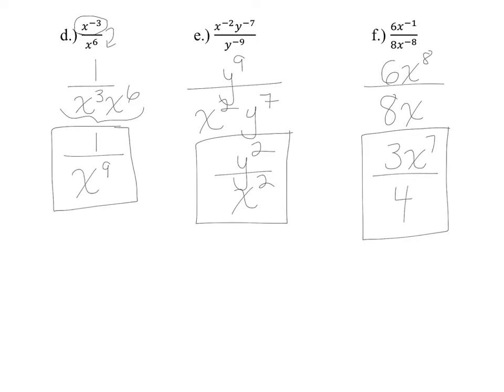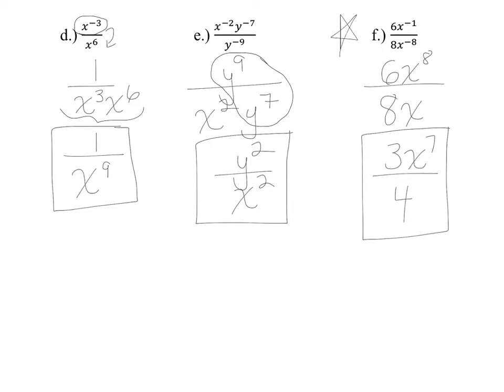Now with letter E, every single term has a negative exponent on it, so you're moving everybody around. Then I noticed, once I moved everybody around, made them positive, that I have these y's. Those y's can cancel each other out. The 7 on the bottom can cancel out 7 on the top to leave you with y squared on the top.